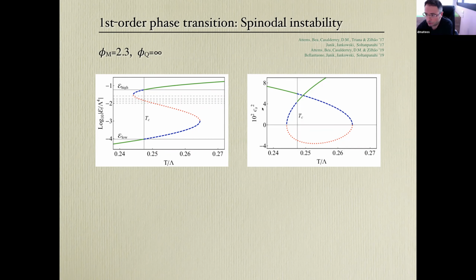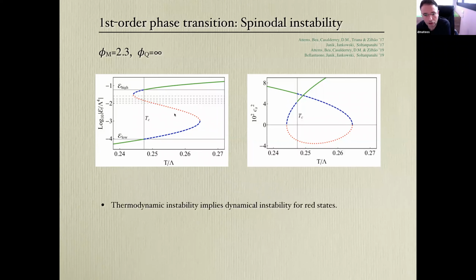And here what I'm plotting is the speed of sound squared, also as a function of temperature. So what you see is that on the green and blue branches, this is positive. The speed of sound is positive, but on the red branch, which is the thermodynamically unstable branch, the speed of sound squared is negative. What this means is that not only these states here are thermodynamically unstable, but they are also dynamically unstable because the speed of sound squared is negative. So if you prepare your system in a homogeneous infinite state at one of these energy densities, and you perturb it slightly, there is a sound mode that will grow exponentially and take you away from the homogeneous state.